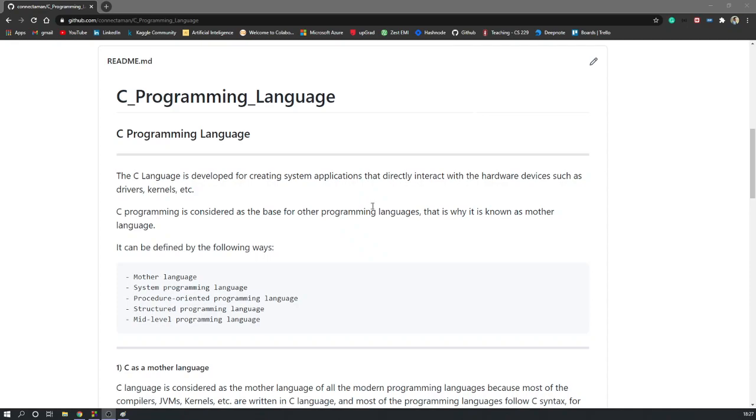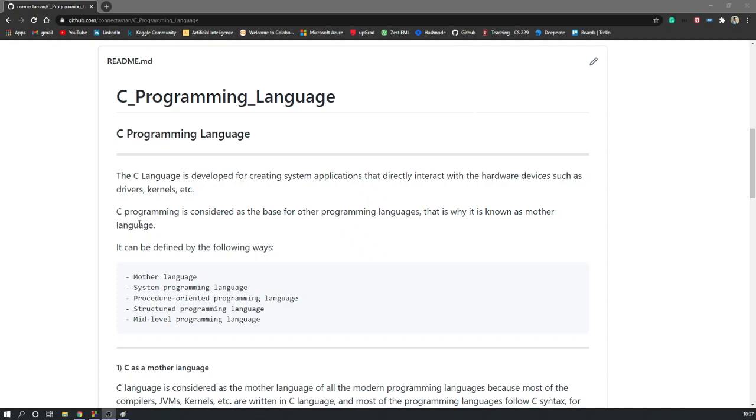Initially, the C programming language was generally built for hardware-related software such as drivers and kernels, and C is also considered your base programming language. That is, anyone who wants to learn programming always starts with C. That is how it got its name, mother language, because it's very basic. To understand the basic concepts of any high-level or object-oriented programming language, we generally start with C programming language.